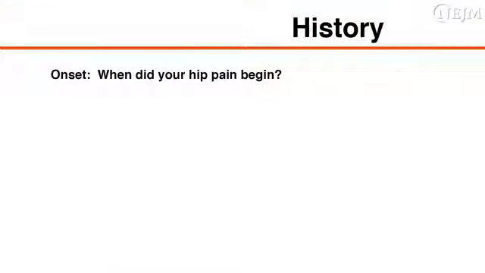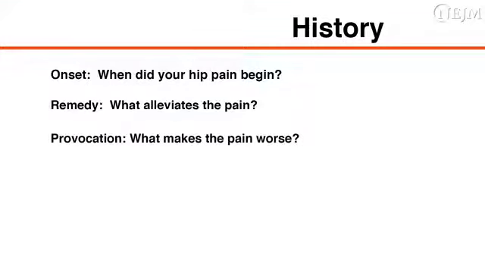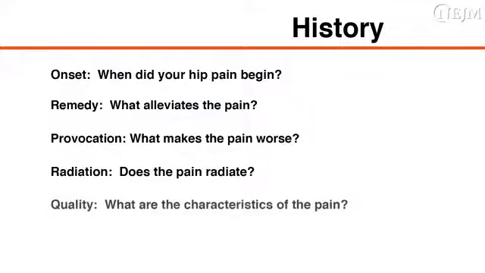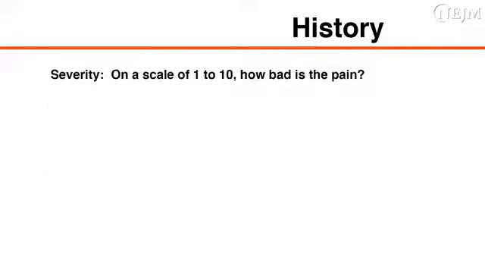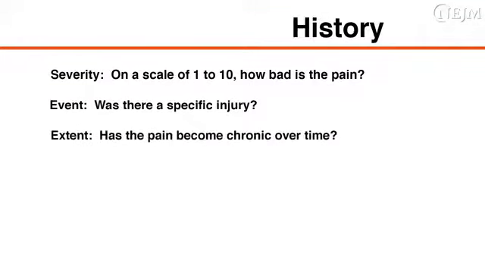The first step in the assessment of a patient with hip pain is to obtain a focused history. Ask the patient to describe when the pain began, what alleviates the pain, whether certain movements such as climbing stairs or standing from a seated position aggravate the symptoms, what makes it worse, whether the pain radiates, and the characteristics of the pain. Ask the patient to rate the severity of the pain on a scale of 1 to 10. Also ask whether the patient has had a specific injury or trauma, or whether the pain has become chronic over time. Finally, ask whether anything relieves the pain, such as medications, exercise, or rest.